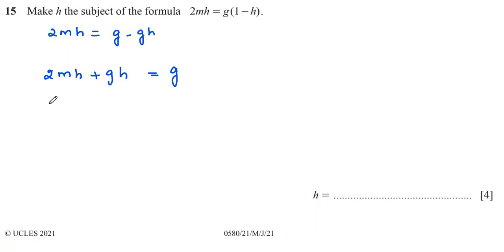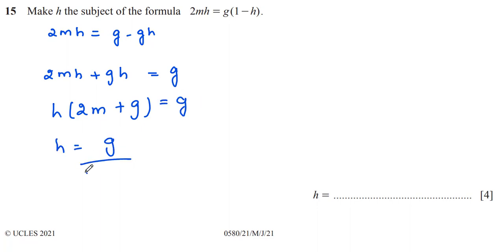So what we should do is take h as a common factor between these two terms. If I take h outside, in the first term I have 2m, because h times 2m gives 2mh. Same way, g into h gives gh, so g is left over. That is equal to g. Now h equals g by 2m plus g.